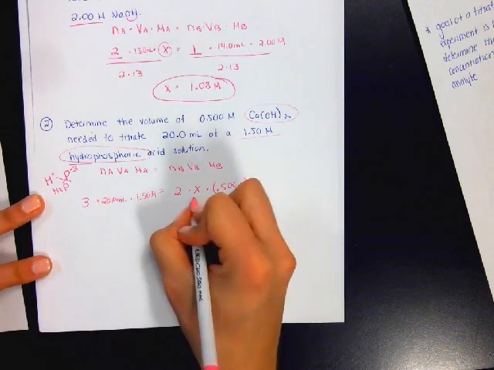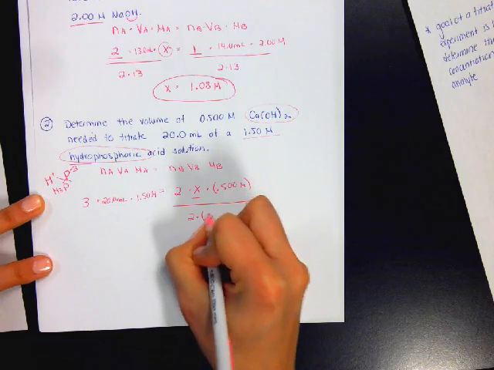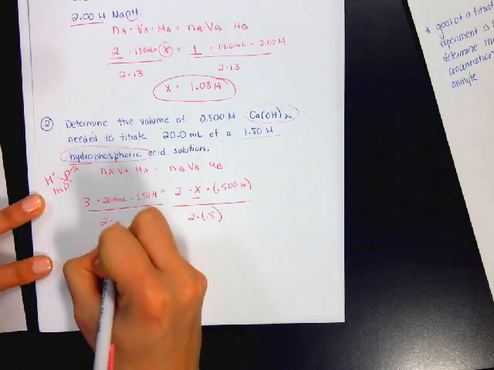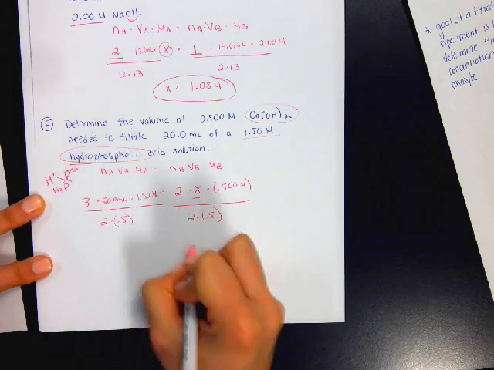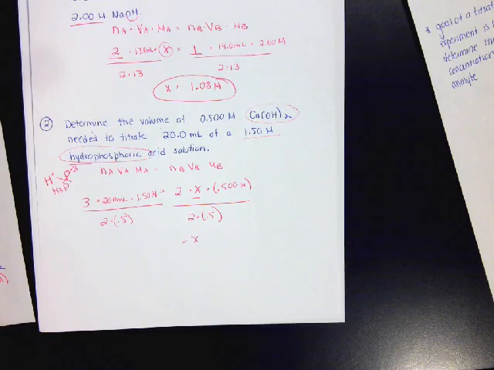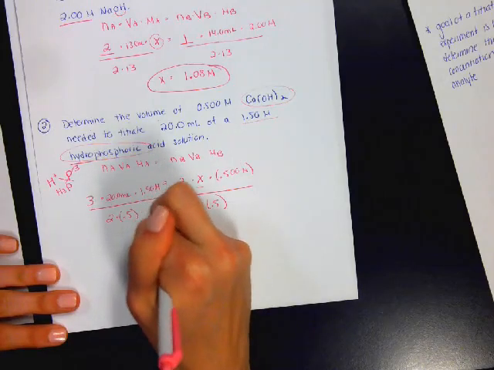Now I solve for x. So I divide both sides by 2 times 0.5. And I do that to both sides. So x will equal 3 times 20 times 1.5 divided by that, 90.0 milliliters.